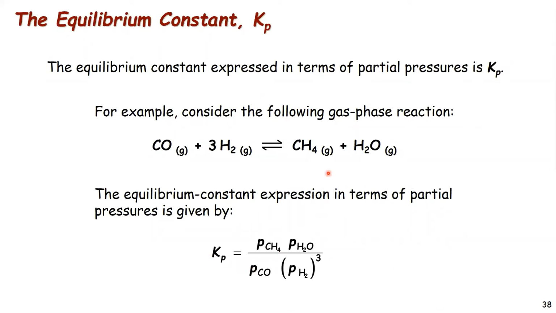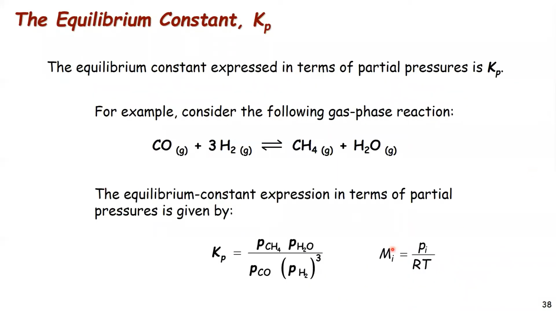Again, you can see it's just the partial pressures of the products, each raised to the coefficient in the balanced chemical equation, divided by the partial pressures of the reactants, again each raised to the coefficient in the balanced chemical equation. So these are now partial pressures of the gases in atmospheres, each raised to the coefficients in the balanced chemical equation. Now, I know that molarity equals this, right? Just rearranged from the last slide.